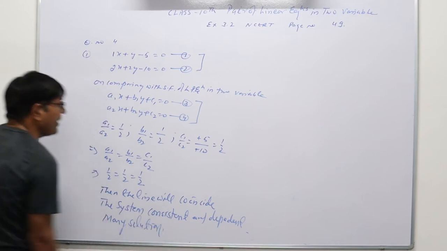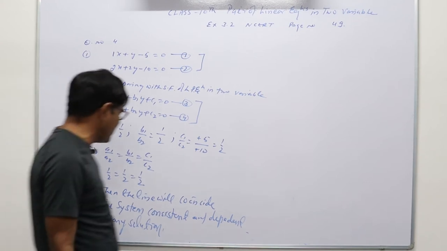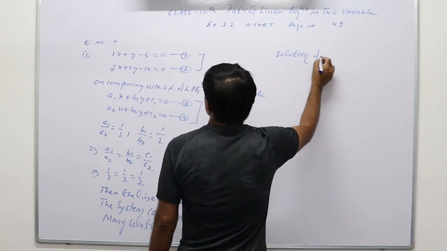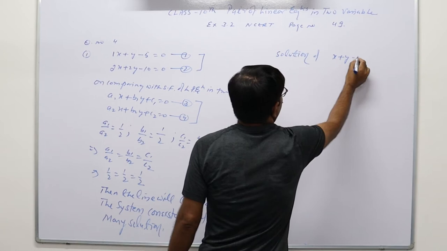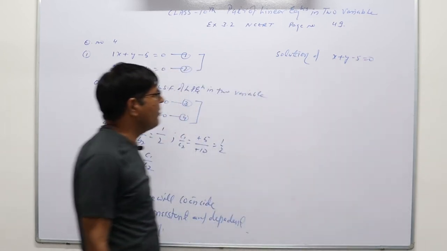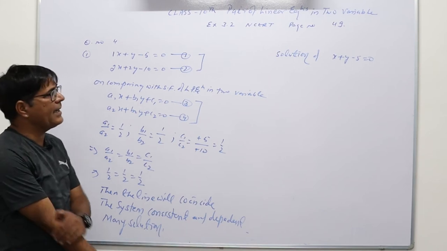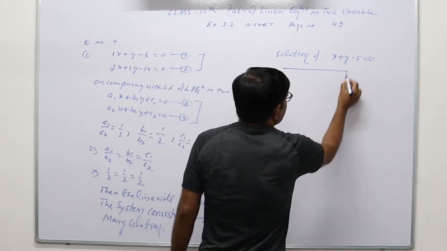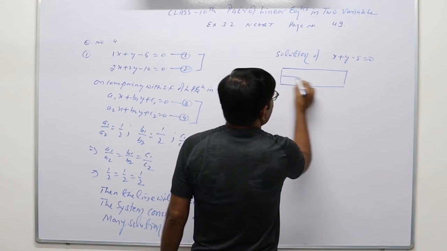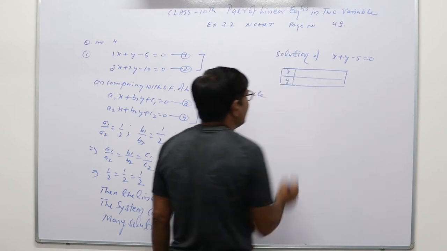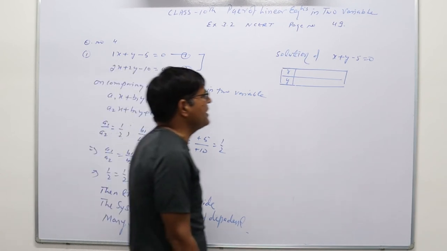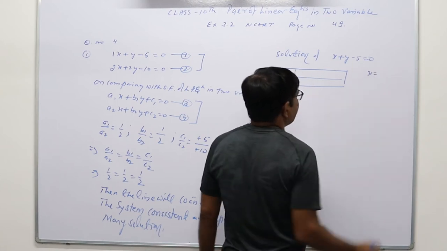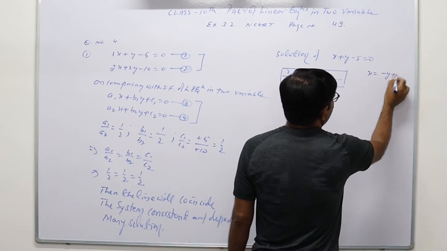Now we have to solve graphically. So first we will draw the graph of the first equation, x plus y minus 5 is equal to 0. To solve this graphically, first we will take at least 3 pairs of solutions. So make a table with x and y, and take at least 3 sets of solutions for this equation. How will we do it? First we will express x in terms of y. So this will be x equals minus y plus 5.